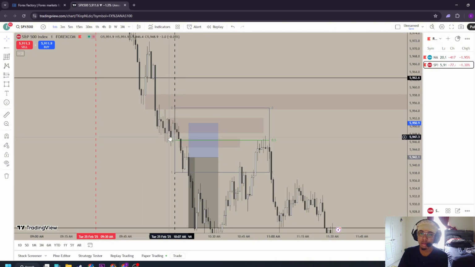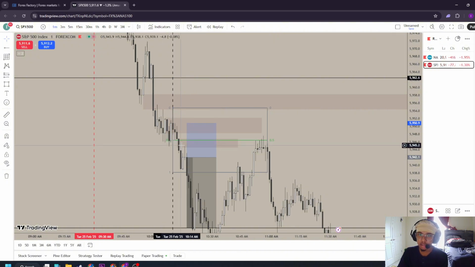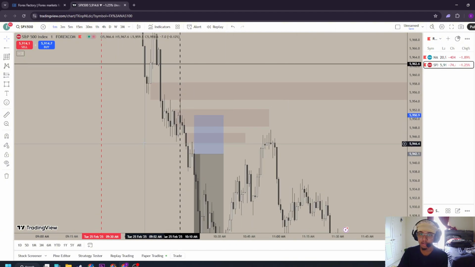Price was also in equilibrium as well. We also had this gap that price did tap into, but price did not tap into equilibrium. So overall, the bearish breaker block and order block would have been validated as well, even if price didn't tap into equilibrium on the gap. We also tapped into the gap.